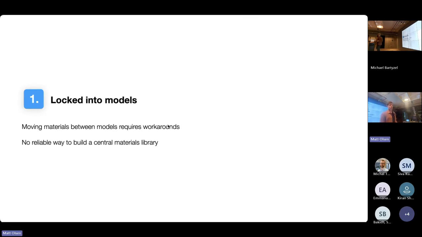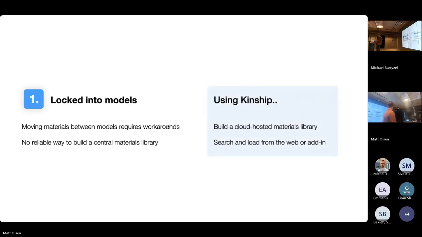So what does Kinship do? We now allow you to build a cloud-hosted materials library. Don't worry, I'm going to get to the live demo in a sec. For your company, you can easily add materials from any of your current Revit models or projects, and it allows architects and modelers to search the library from a Revit add-in or from our website, and load just the material or group of materials that you need.